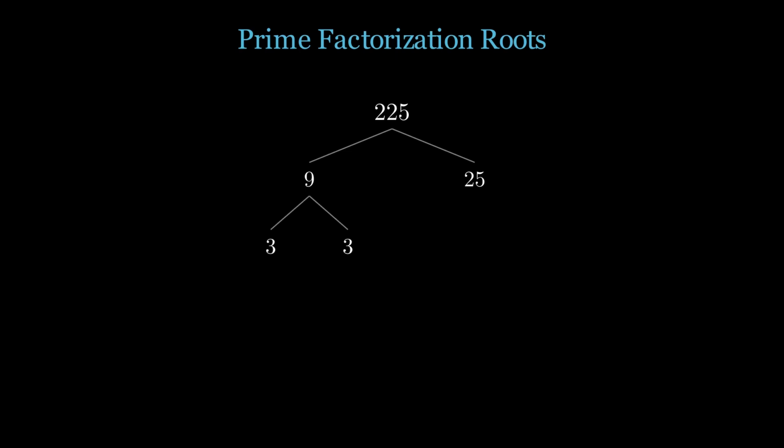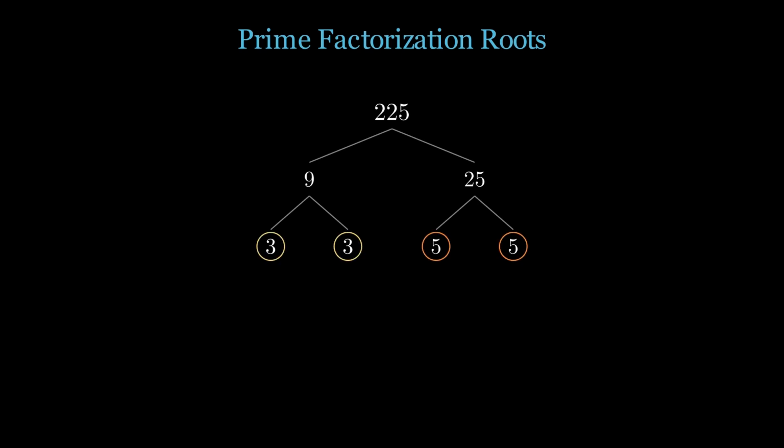Now let's look at how to find the square root of larger numbers, like 225. Using prime factorization, we start by breaking 225 down into any 2 factors. For instance, 9 times 25. Neither of these are prime yet, so we continue. 9 breaks down into 3 times 3. And 25 breaks down into 5 times 5.